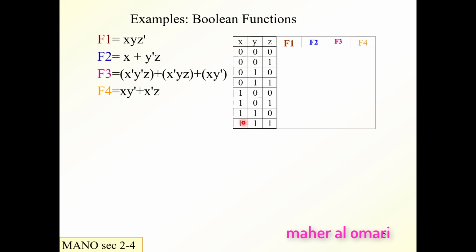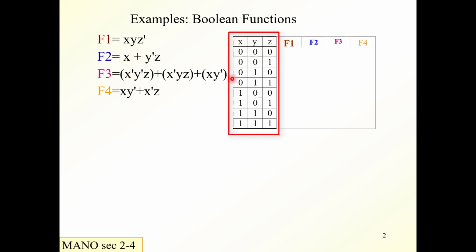Let's take examples of some Boolean functions. f1 is equal to x y z bar. f2 is equal to x or y bar z. f3 and f4. I can represent Boolean functions in a truth table. Notice that we have 3 variables in the functions. So the truth table will have these 3 variables, all the different possible inputs on the variables.